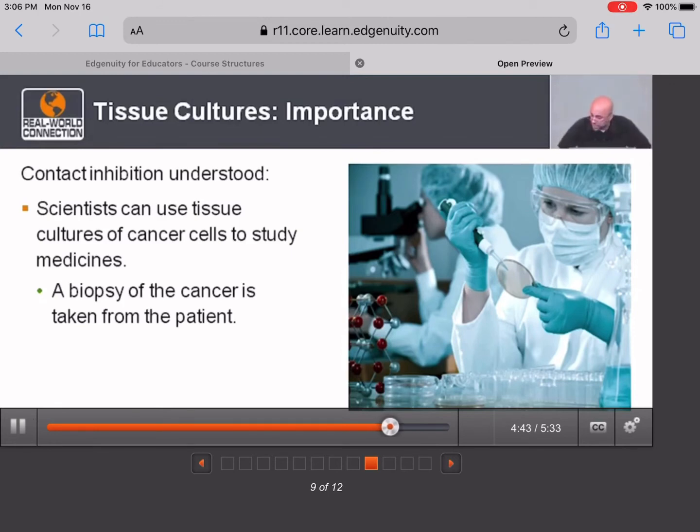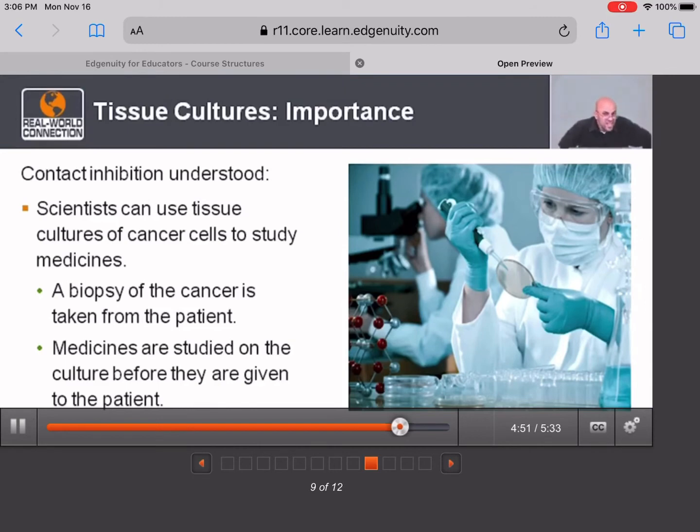Unlike the healthy cells, which produce only 20 to 50 mitotic divisions, cancer cells grow out of control in the petri dish. Scientists can then inject the cancer cells with medication to study which medicines will work best to stop the cancer cells from dividing, growing, and multiplying.